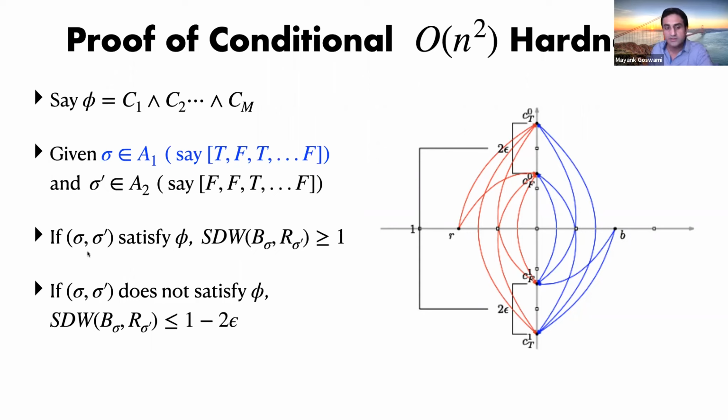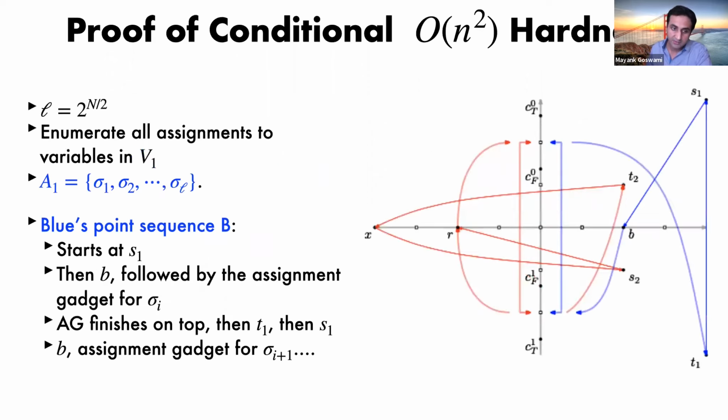So what you can show is, if the pair of assignments satisfies the formula, then they can stay one apart. On the other hand, if the pair of assignments does not satisfy the formula, then there must be a clause that is not satisfied by either of the assignments, and then blue must be at the false point and red must be at the false point for that clause, and then their distance is smaller than 1. So this is for one pair of assignments.